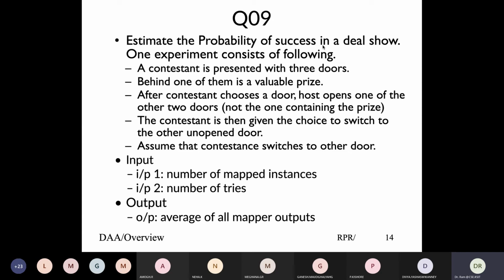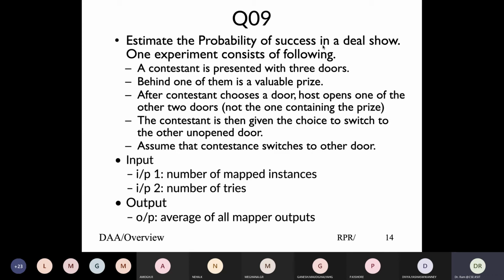So the contestant is asked to choose one door. Let's say there are door 1, door 2, and door 3, and there is a prize behind one of the doors. Let's say there is a prize behind door 2. Now the contestant can choose any of the doors. They don't know which door has the prize behind it. Let's say the contestant chooses door 1.